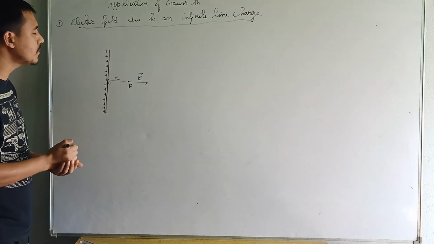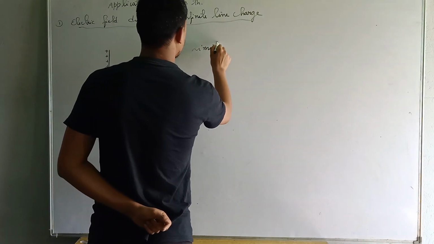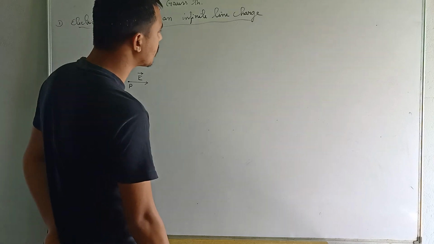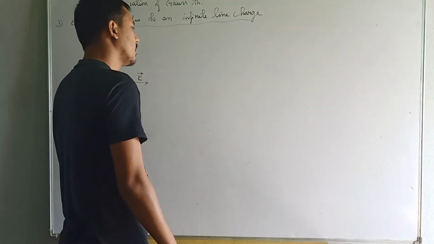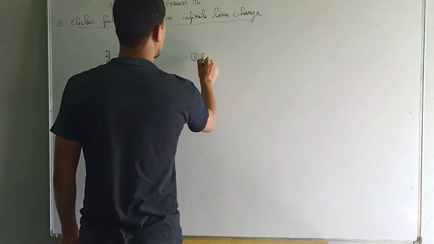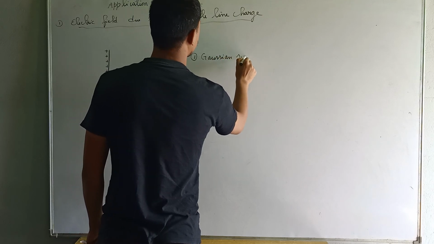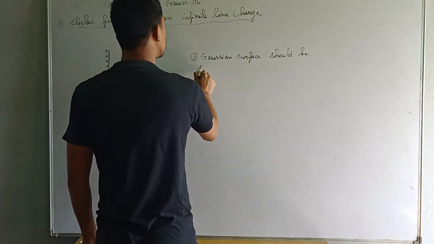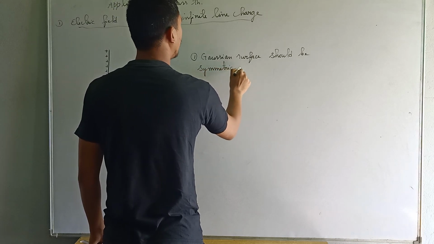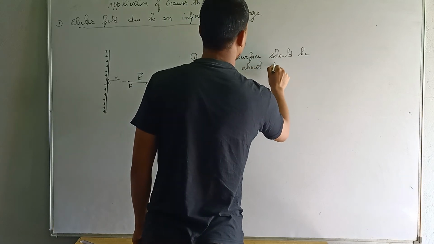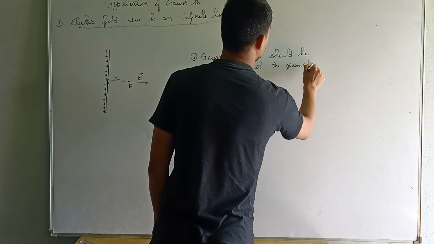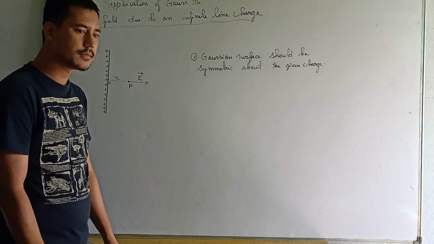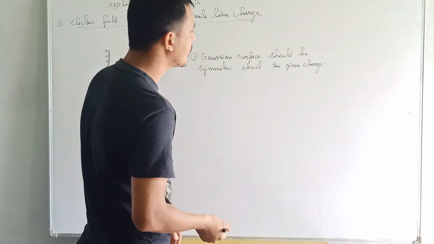Is it okay? See, there are a few limitations, okay? Very important. Limitations of Gauss law. Gauss law is always applicable but not always helpful. Give reason. Number one, the Gaussian surface should be symmetrical about the given charge. About the charge that it is enclosing, no? The Gaussian surface should be symmetric about the given charge. Are you getting that point? Should be symmetrical about the given charge.